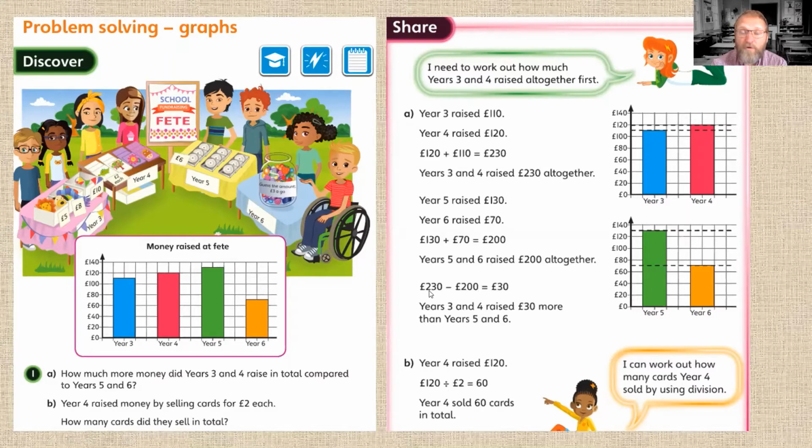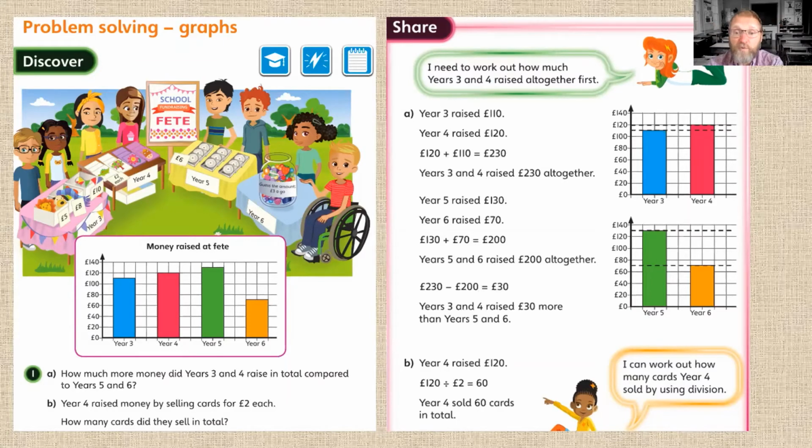So if 3 and 4 raised 230 and 5 and 6 raised 200, that means that years 3 and 4 raised £30 more than years 5 and 6. We found the difference by taking away the year 5 and 6 amount from the years 3 and 4 amount. And question 1b, year 4 raised £120. If they sold their cards for £2 each, how many cards did they sell? Well, imagine if they'd sold £12 worth of cards at £2 each, that would be 2, 4, 6, 8, 10, 12. That would be 6 cards, because we're dividing 12 by 2.